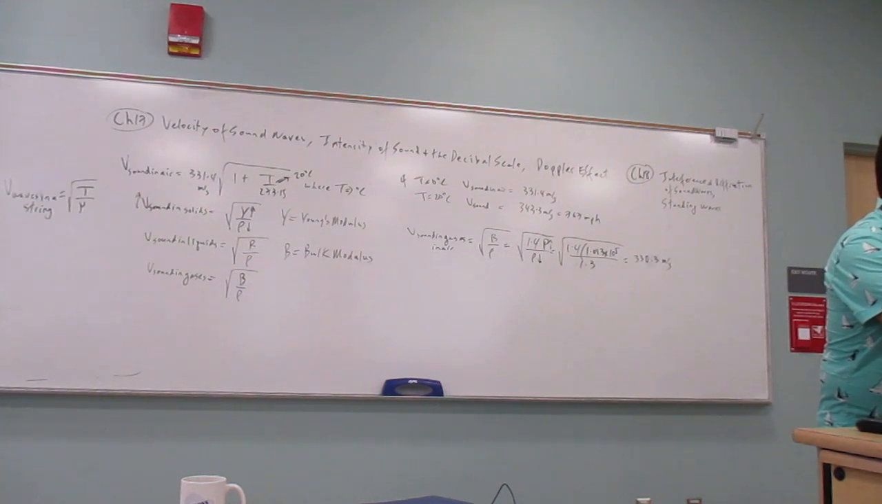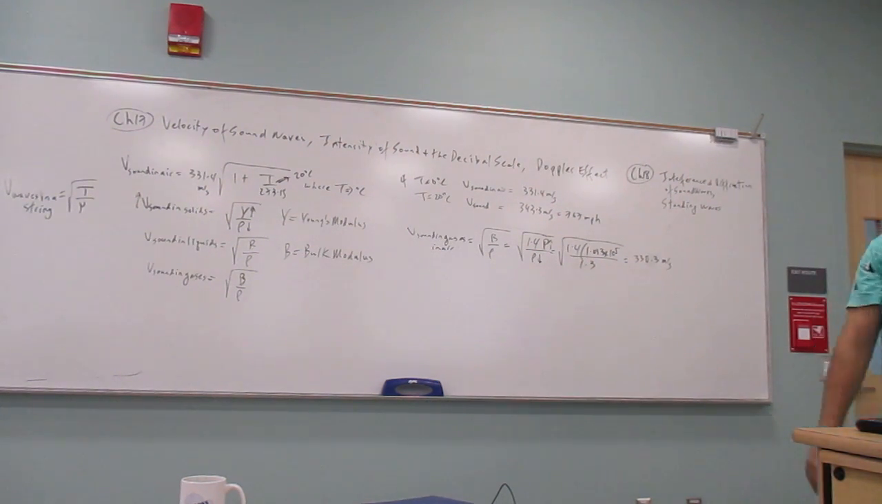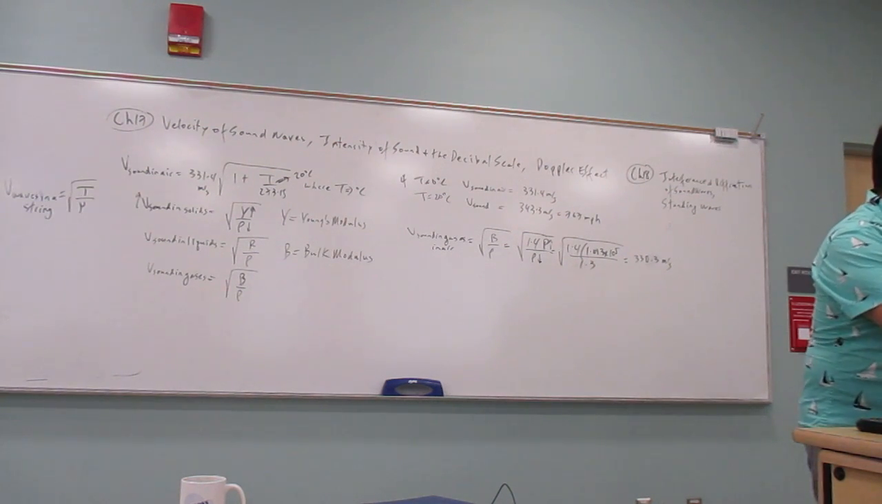Let's see if they give us, okay, you see that's the equation that we have. 331 times the square root of 1 plus the temperature over 273.15. Let's see if they give us.